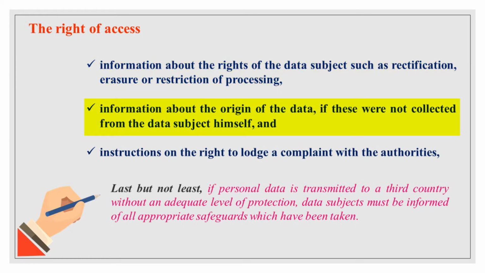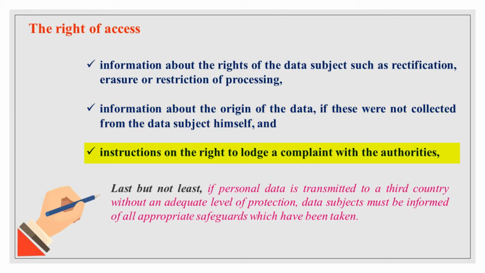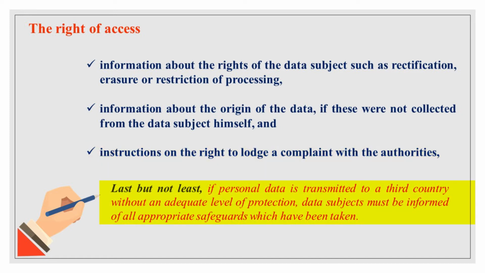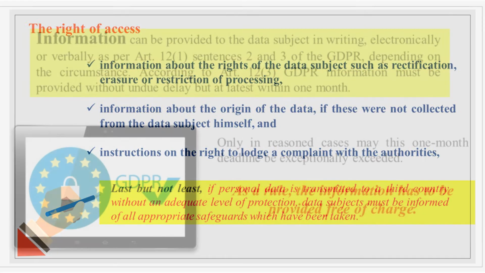Information about the origin of the data if these were not collected from the data subject himself, and instructions on the right to lodge a complaint with the authorities. Last but not least, if personal data is transmitted to a third party or third country without an adequate level of protection, data subjects must be informed of all appropriate safeguards which would have been taken.